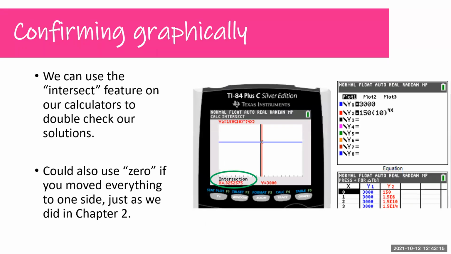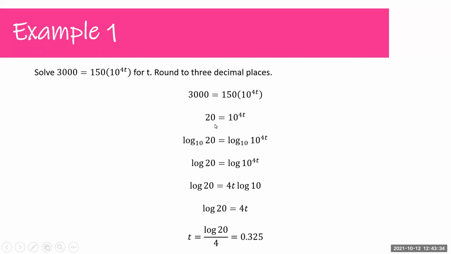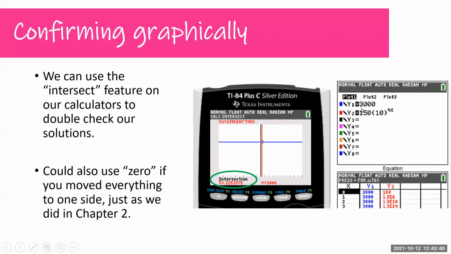If you wanted to do this graphically, say that I didn't ask you to solve it algebraically, or you were just having to solve it on your own, or you wanted to check your work, you can go back to the methods we've learned already. Earlier in chapter 2, we used the intersect feature in our calculator. So you would want to graph y equals 3,000, and also y equals 150 times 10 to the 4t. Just be sure that you enter it carefully over here, okay?